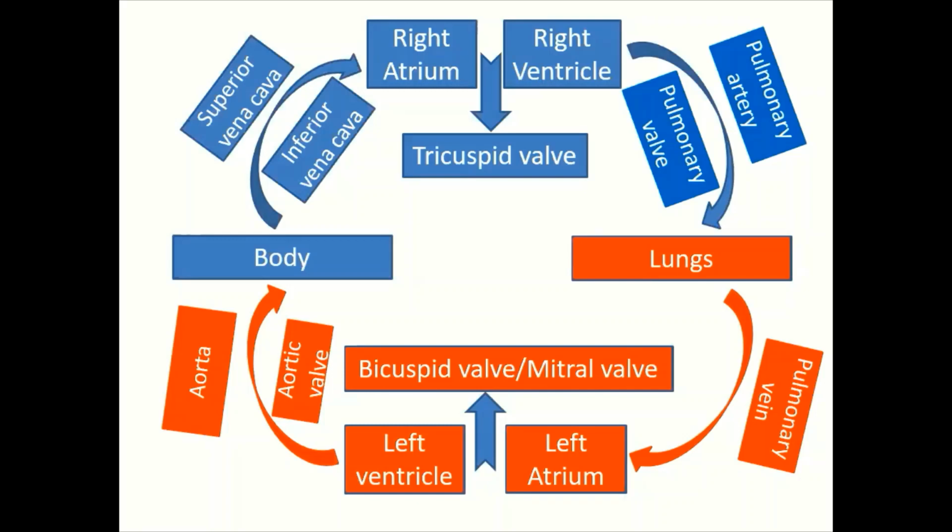So for example, the deoxygenated blood from the body is returned to the right atrium via the superior vena cava and inferior vena cava. And then from the right atrium, the blood goes to the right ventricle, and between them is a tricuspid valve. Okay, so this is your activity for today. You write your own script, which you will use for the speaking test about this one.